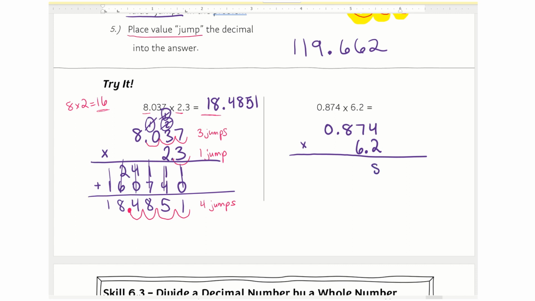2 times 4 is 8. 2 times 7 is 14. Carry the 1. 2 times 8 is 16, plus 1 more is 17. 2 times 0 is 0. Okay, and then add 1 is 1.